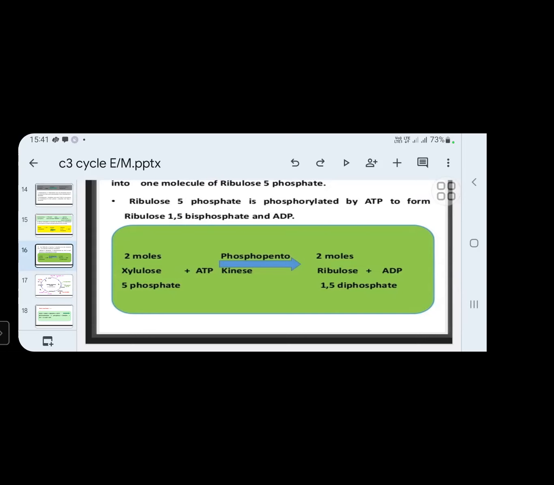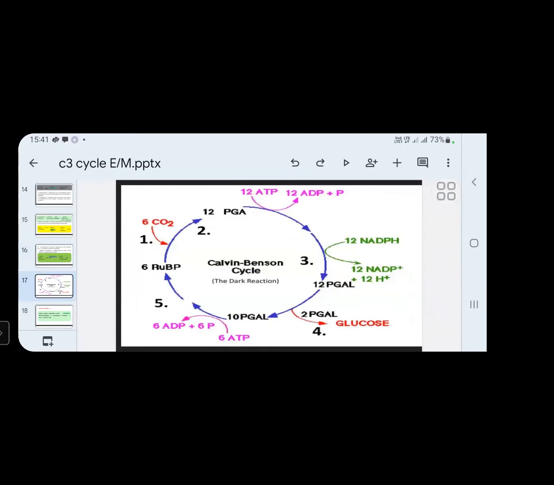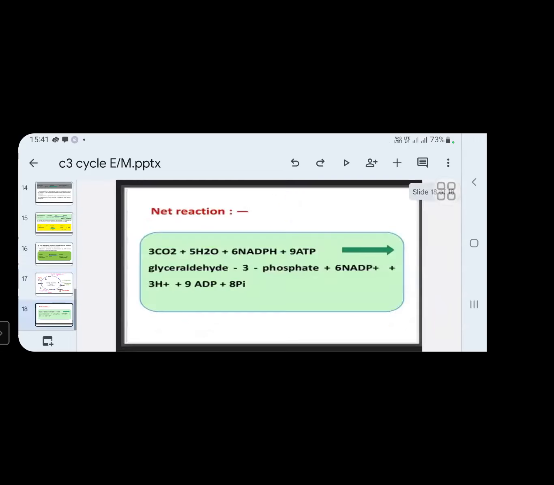So for each molecule of CO2 fixation and reduction, 2 NADPH and 3 ATP are required. We know the light phase ends, and this is the cycle, the total assimilation cycle of the Calvin-Benson cycle. So the significance, or the assimilation power, of the C3 cycle: for each molecule of CO2 fixation, 2 NADPH and 3 ATP are required.